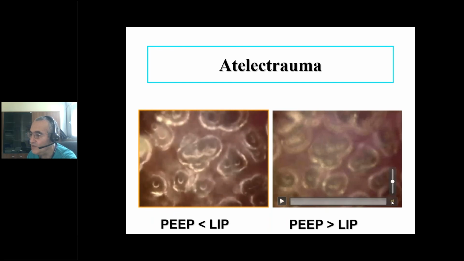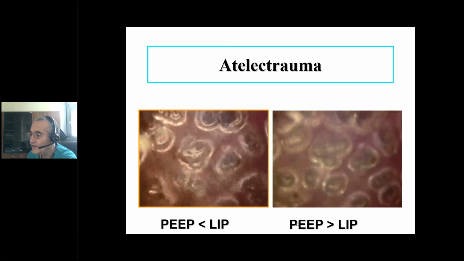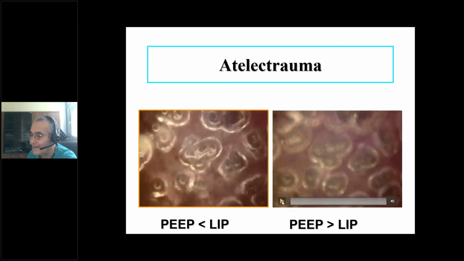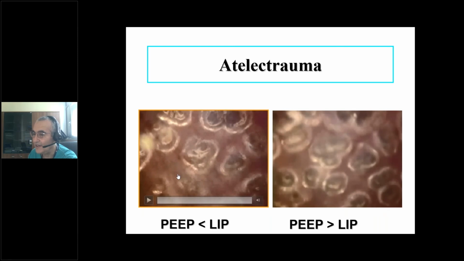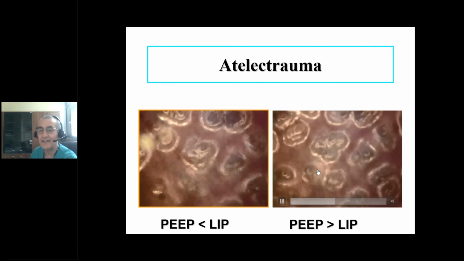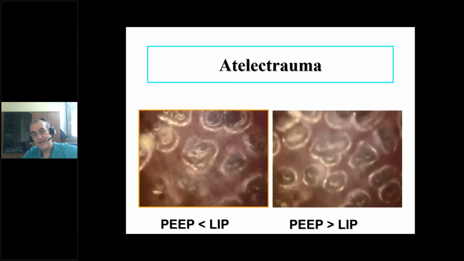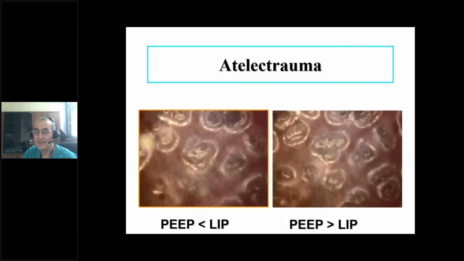Instead, if we move to a PEEP level that is higher than the lower inflection point, you see those alveoli that here we are opening and closing, here they stay open. And this is certainly a way to avoid atelectrauma. That is another way to promote lung injury by mechanical ventilation. So a certain amount of PEEP and doing pressure volume.